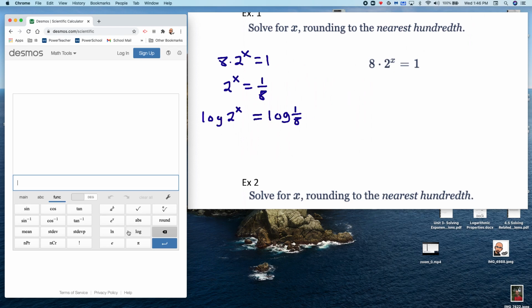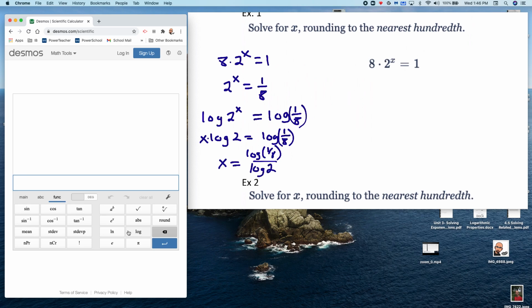Notice that I have that exponent, that is the power. Well, because of log properties, I can bring that power down. And I'm going to surround that with parentheses because I'm going to end up using that in a minute. Now, this is x times log 2. So x equals log of 1/8 divided by log 2.